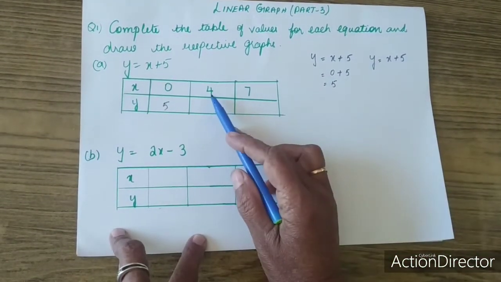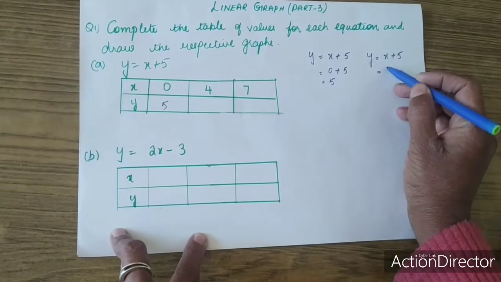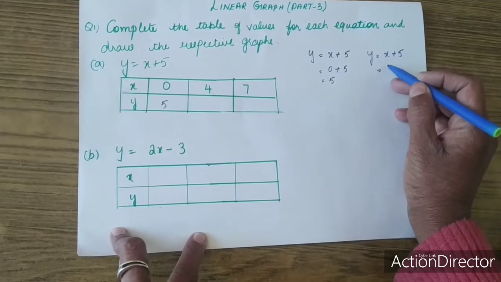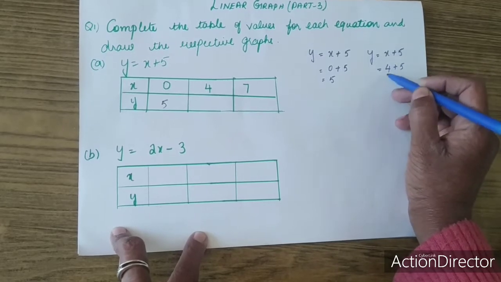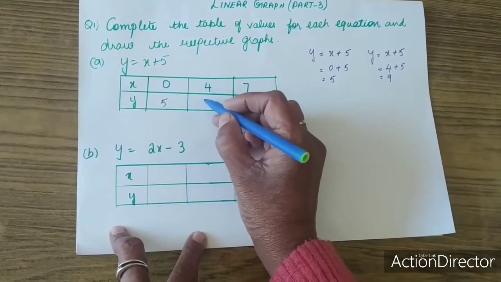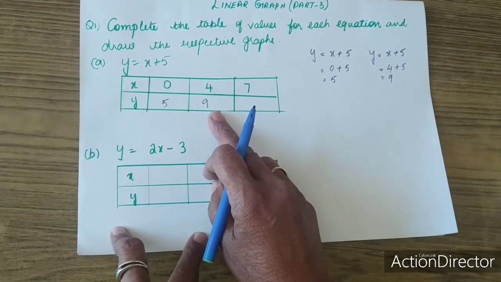Next, take the value of x as 4. Now, second value of x is 4. So, I take the value of x as 4 in the equation y is equal to x plus 5. So, put the value of x as 4. 4 plus 5 is equal to 9. So, in front of 4 in the table, I am going to take the value of y as 9.